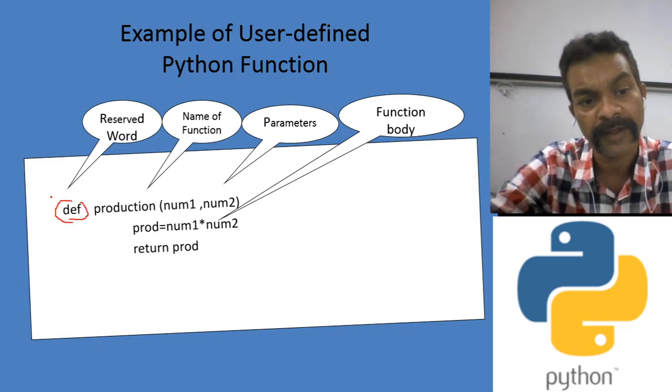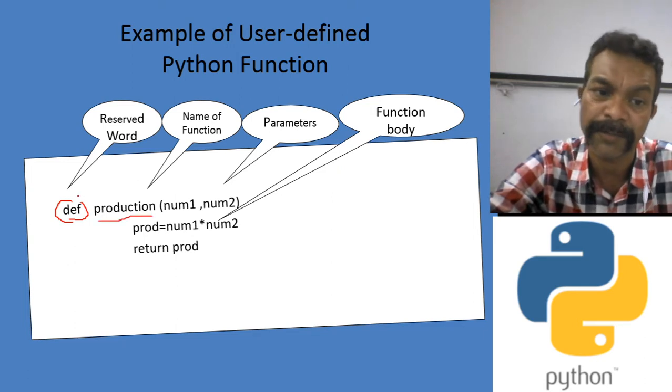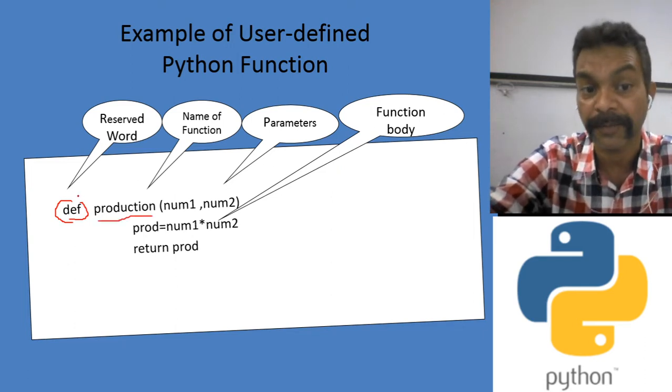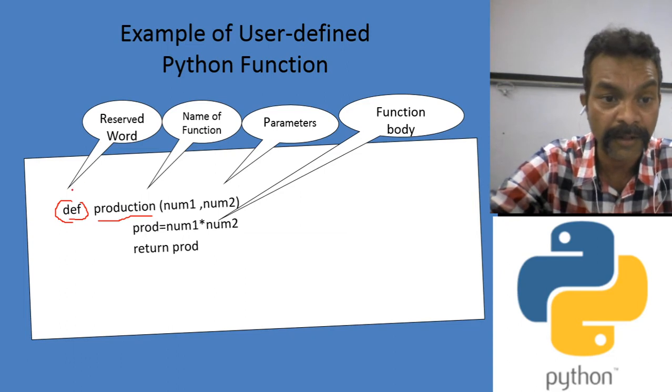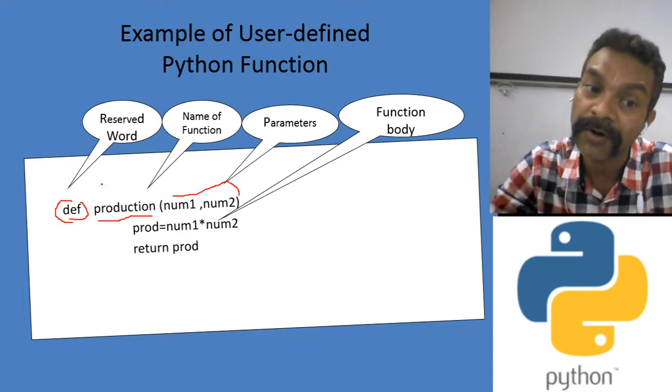This is def. Then the name of the function. In this example, I have given the name production. Any name we can give, it depends on us. Okay, this is the name of the function. Then we have to write parameters. These are the two parameters. Parameter means whatever input is given to the function.